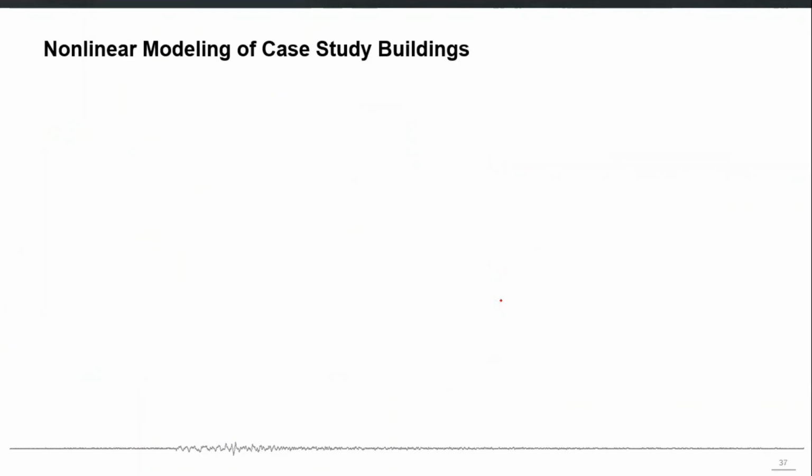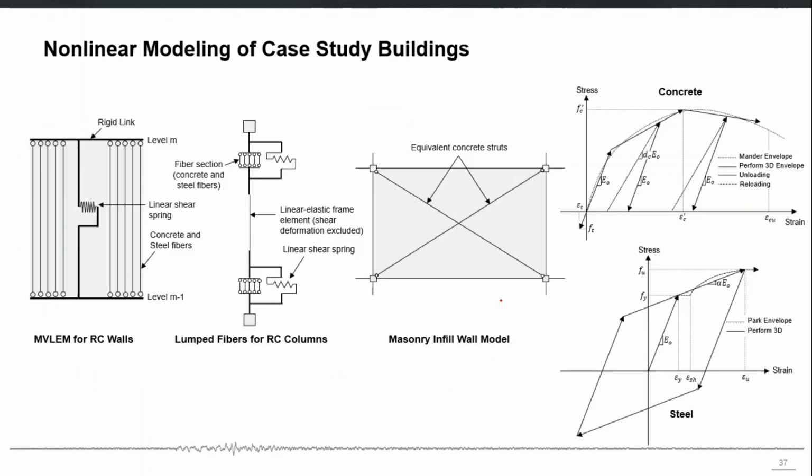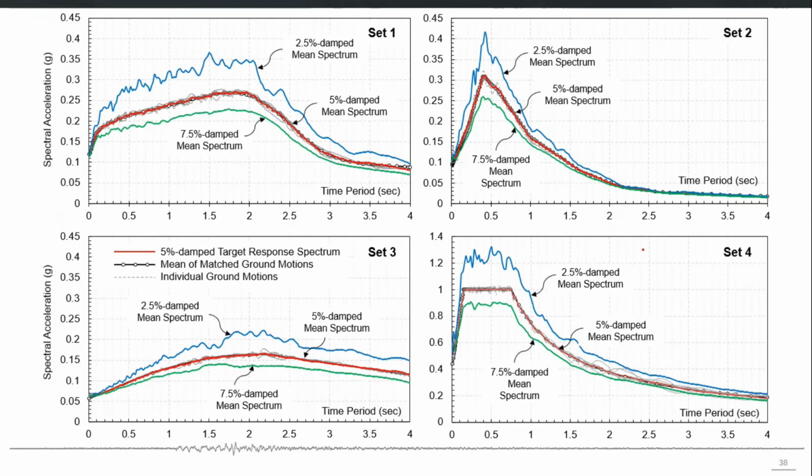Their nonlinear models were constructed. The shear walls were modeled using multiple vertical line element models. The RC columns were modeled using lumped fibers located at both ends of the columns. Masonry infill walls were modeled using equivalent concrete struts, and the nonlinear concrete and steel fibers were modeled using these constitutive relationships. These are the four different sets of ground motions which were used in this study. I will not go into the detail, and will directly show you the results.